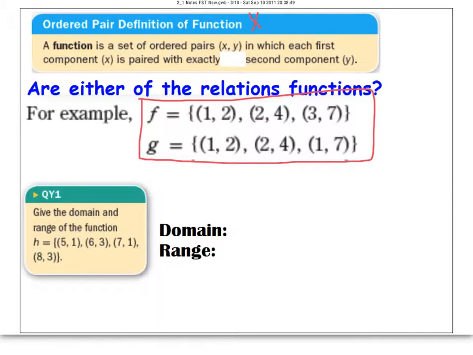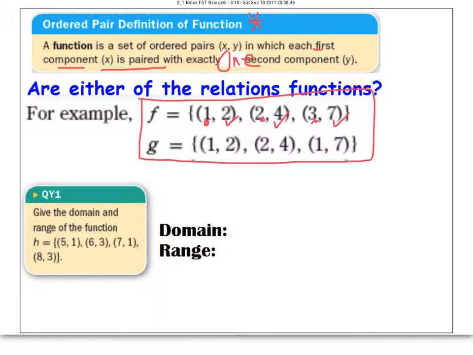If you're given a set of ordered pairs, here's how you tell. In each, the first component x is paired with exactly one second component of y. So for every x value that is unique in the data set, there can be only one unique y. So if we look at the relation called f, when they put in the number 1, they get a unique answer of 2. When they put in 2, they get 4. When they put in 3, they get 7.